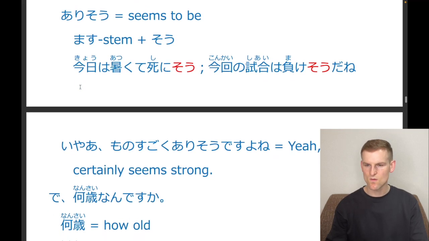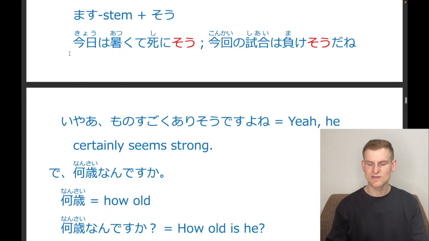Okay, so 今日は暑くて死にそう. So 今日は today, 暑くて hot, it's hot, and 死にそう. I feel like I'm going to die. I seem like I'm going to die. It seems like I'm going to die. 今日は暑くて死にそう. It's like really, really hot, right? So kind of exaggerating how hot it is.